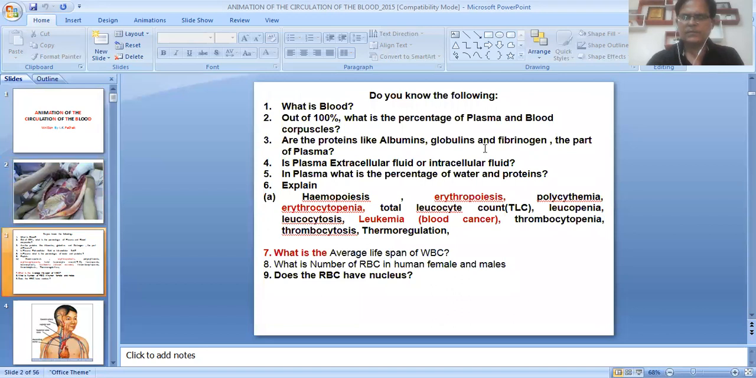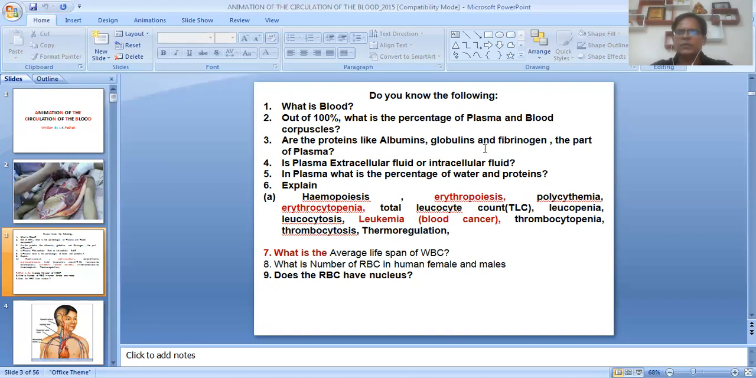So let's start. First, you have to understand what blood exactly is, right? And out of 100%, what is the percentage of plasma and blood corpuscles? Whenever we talk about blood, my dear friends, blood is called a connective tissue. Plasma is also there and blood corpuscles are also there. So out of 100%, what is the percentage of plasma and blood corpuscles?